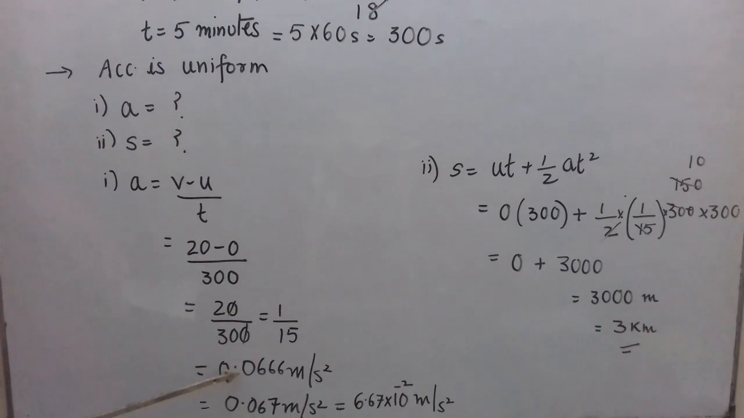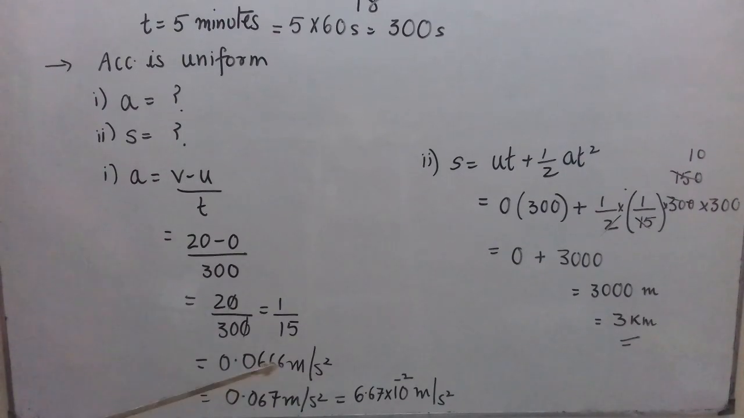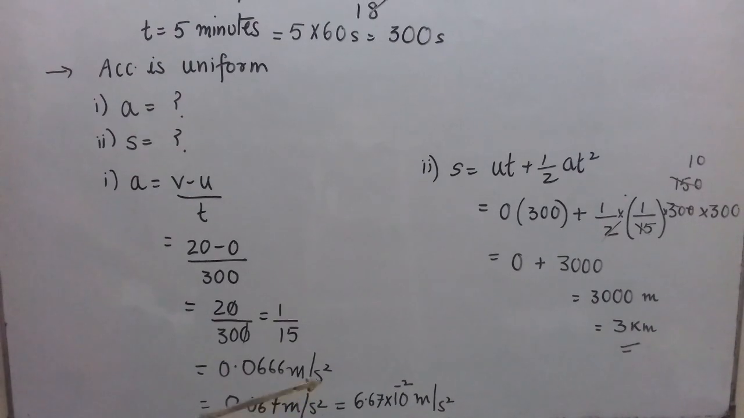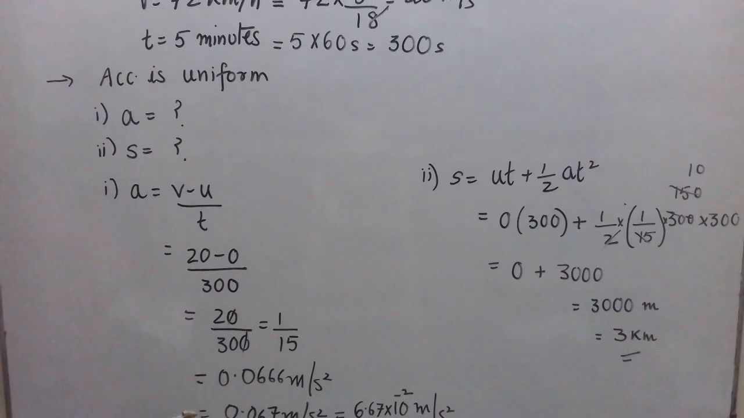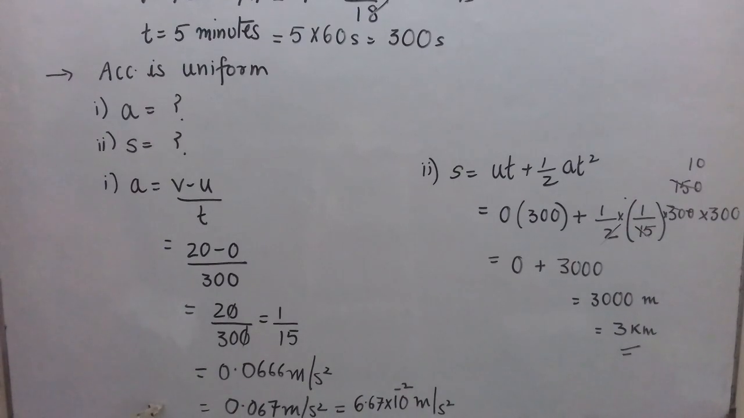When we round it off to 3 decimal places, I can write it as 0.067 meter per second square, as this 6 is more than 5. Or in scientific notation, if you want to write, you can write it as 6.67 into 10 raised to minus 2, as this point is shifted 2 places towards the right hand side. So 6.67 into 10 raised to minus 2 meter per second square. You can write either in this way or that way, the final answer for acceleration.